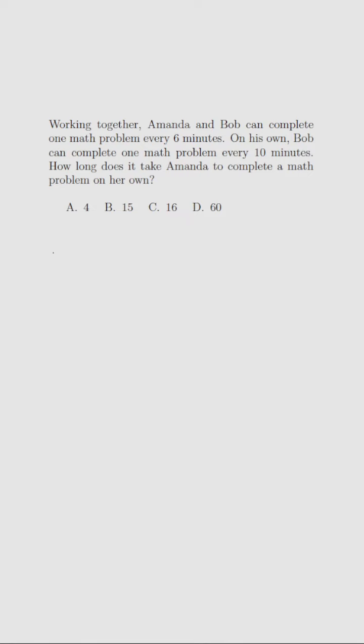So Bob takes 10 minutes to do his problem. So this is for Bob. And then they're thinking, well, if that's how long he takes, if he's working with Amanda, his time probably decreases, right? Because if Amanda's working and Bob's working, then it's probably not going to take 10 minutes. It's probably going to take a little bit less. And we're trying to figure out how long it takes Amanda to do a problem. And we know that together they take 6 minutes.